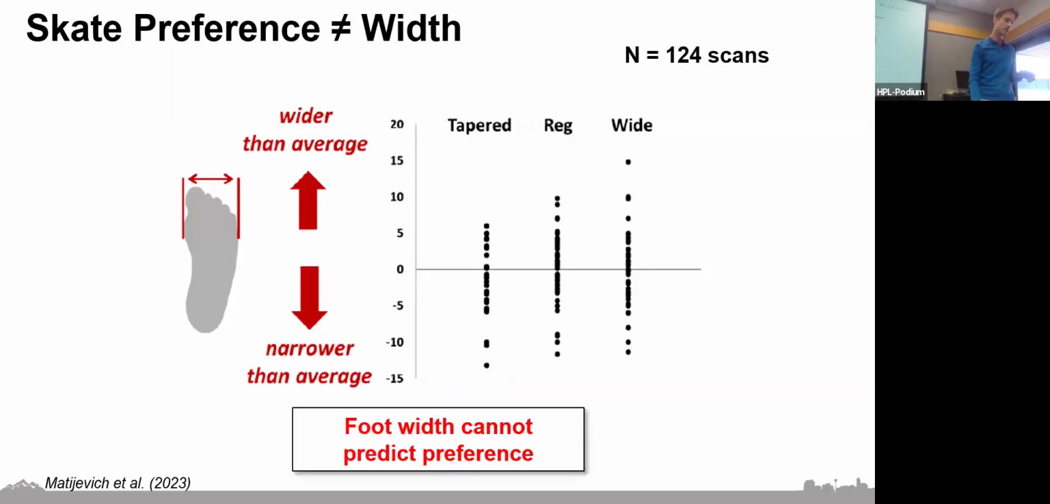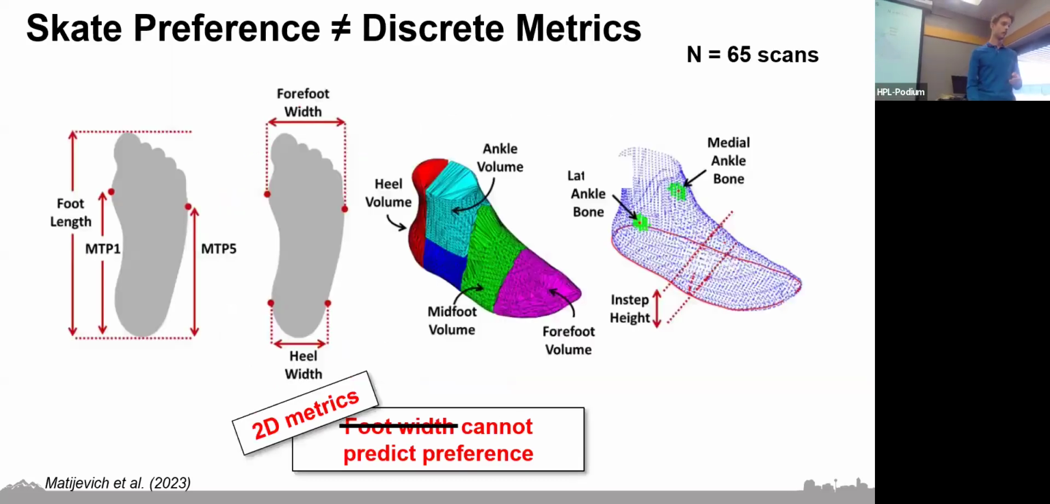From here, we can see that simple foot width could not predict skate preference. Emily also captured around 16 other one- or two-dimensional metrics of the foot, including all the ones you see here on the screen. And the multi-variable classification model that they built using all of these metrics and any possible combination of them still could not predict preferred fit.